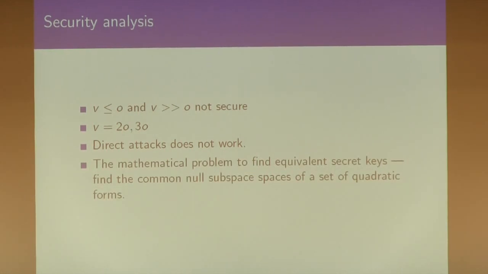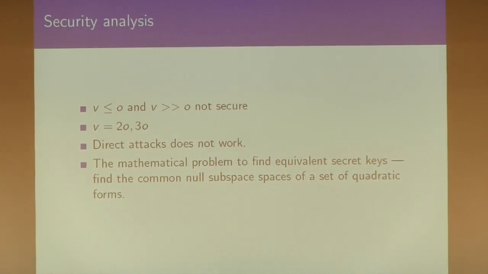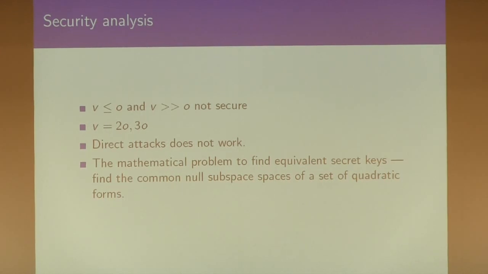Now, in addition to direct attack, you can also ask, can I find something which converts back into the oil vinegar space shape, something which helps me invert it? It turns out the best way to do that is again solving quadratic equations, which means the problem of finding equivalent keys can be converted into solving quadratic polynomial equations. So essentially the same type of problem. This is the state of the art.